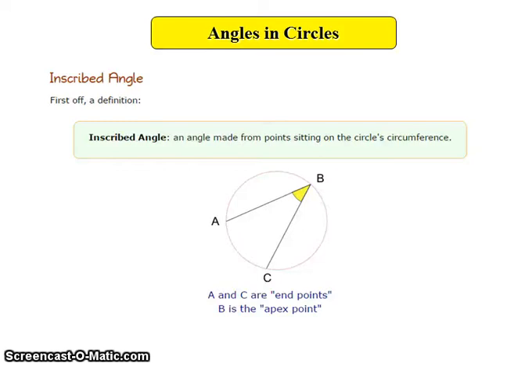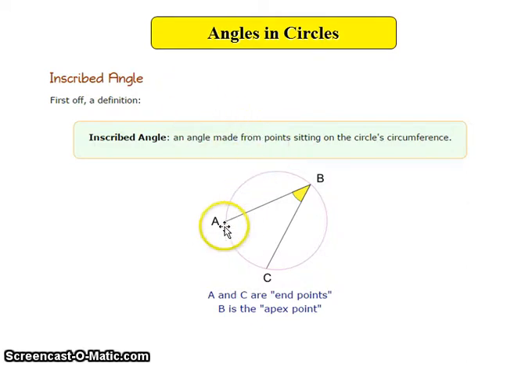Hello everybody. This video is going to be looking at properties of angles in a circle. So let's start off with a couple definitions here. The first one you're going to need to know is what's an inscribed angle? Well, an inscribed angle is made from points sitting on the circle's circumference.